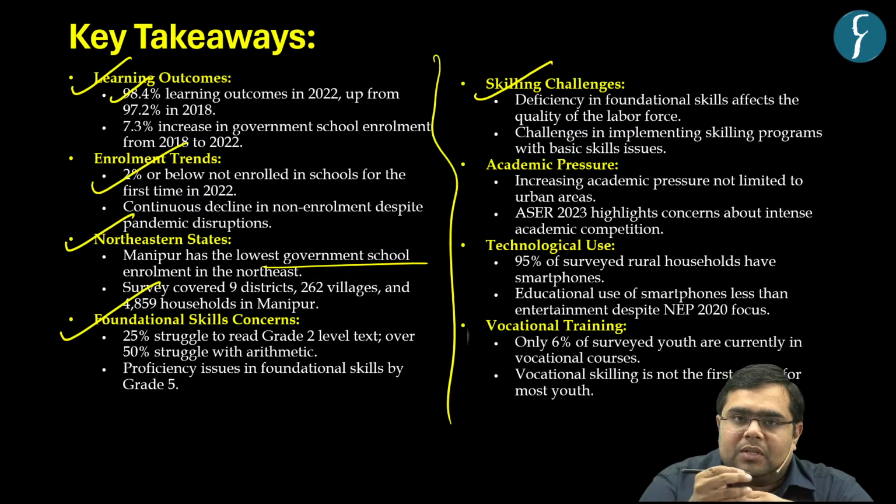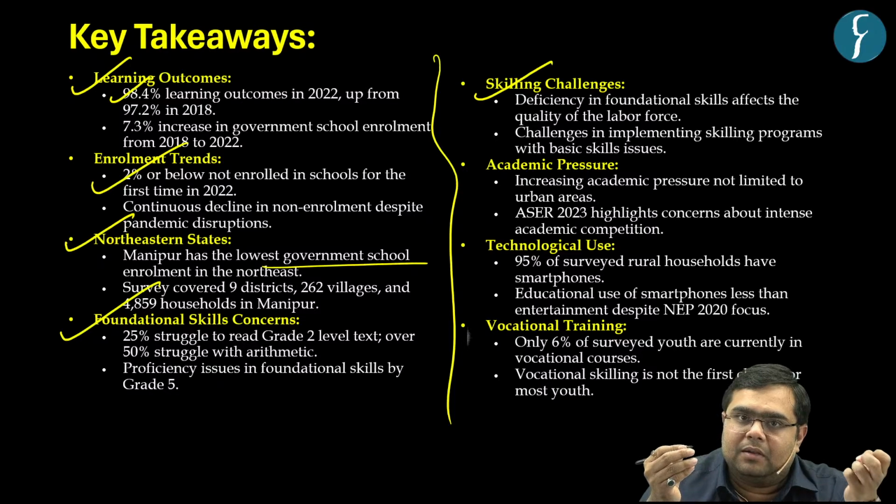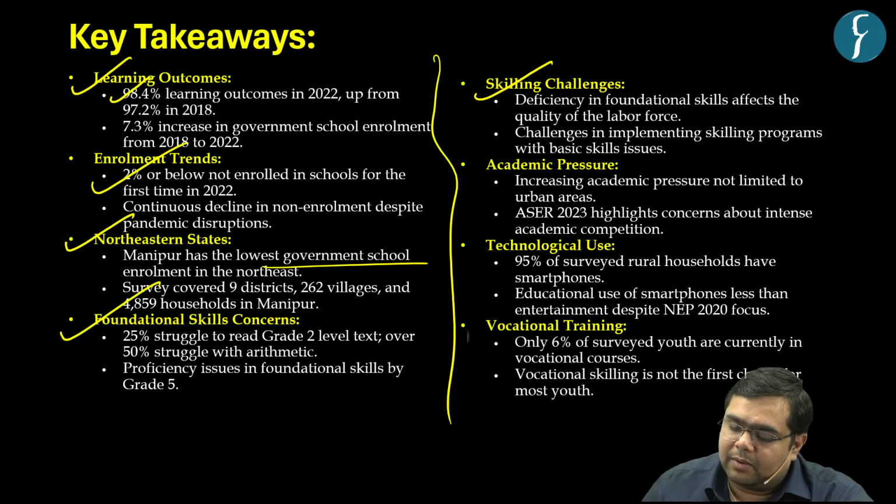So now this report has revealed for the first time that academic pressure is not just an urban phenomenon, it has seeped into tier 2 and tier 3 towns as well. Ironically, academics has become less relevant for the future, but at the same time the weight of the school bag is increasing day by day.